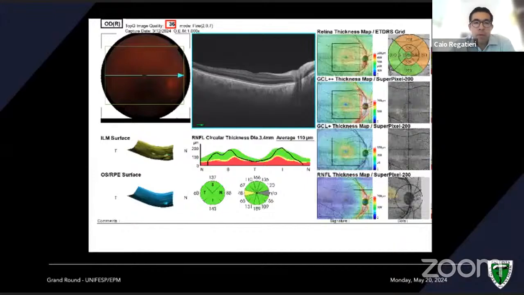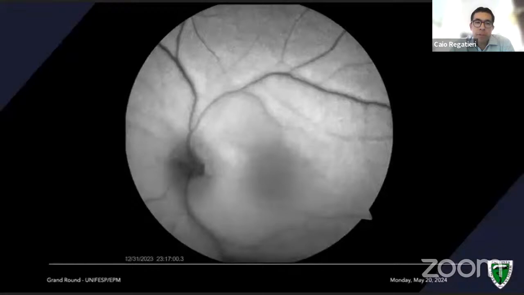And also here on the left eye, usually the optic nerve is hypoautofluorescent, and here you can see the hyperautofluorescence on the optic nerve due to the edema and, as Professor Michel said, axoplasmic blockage.